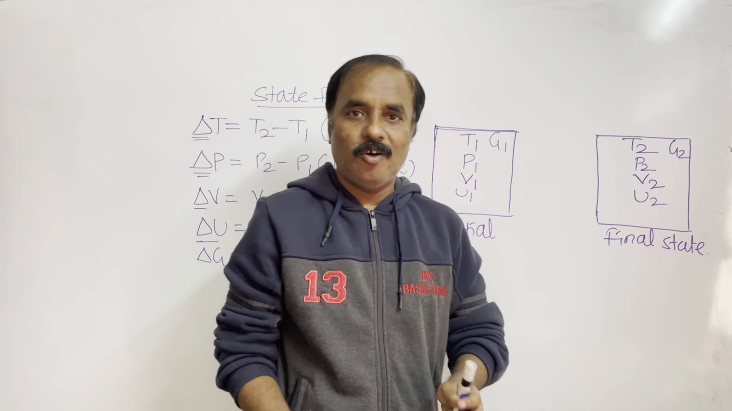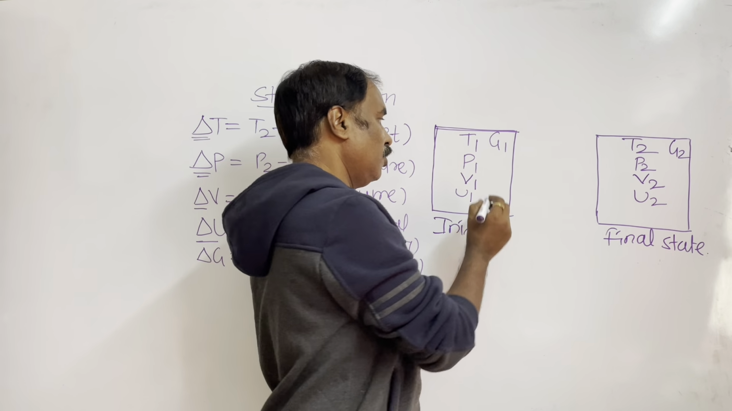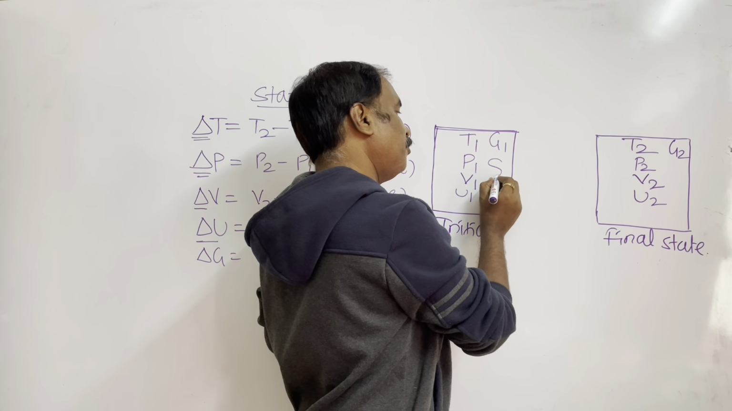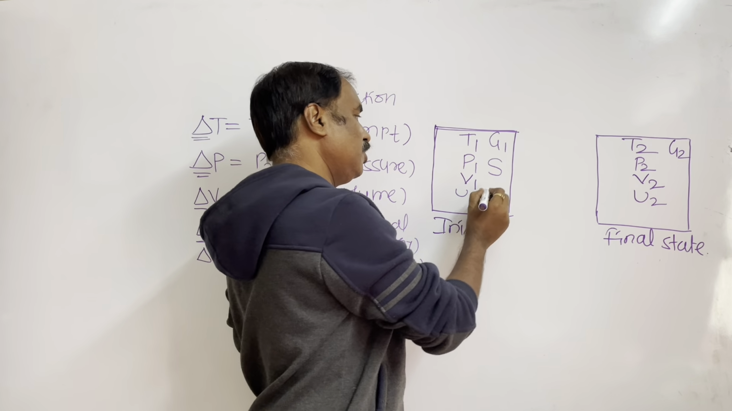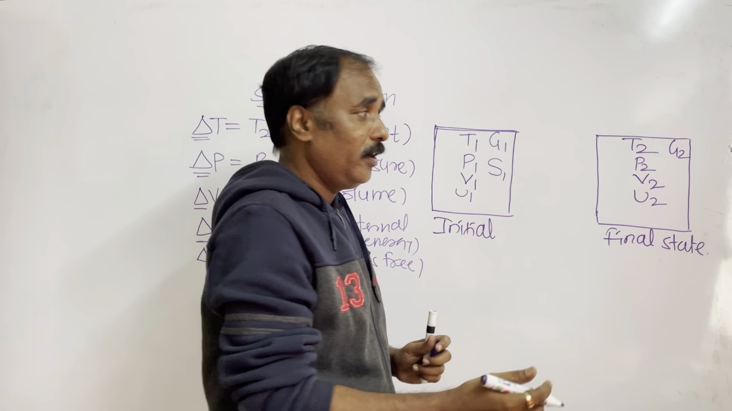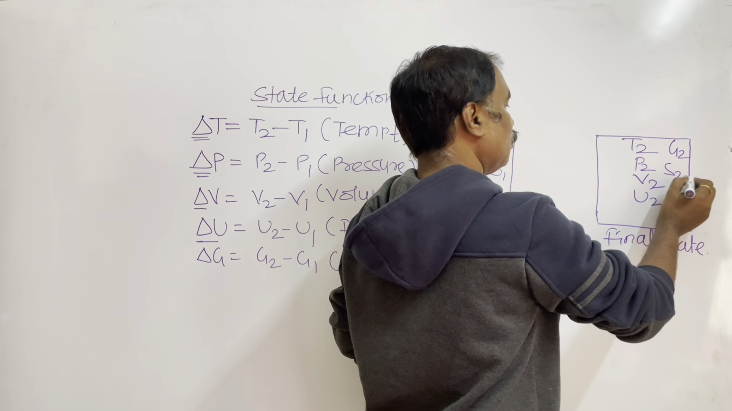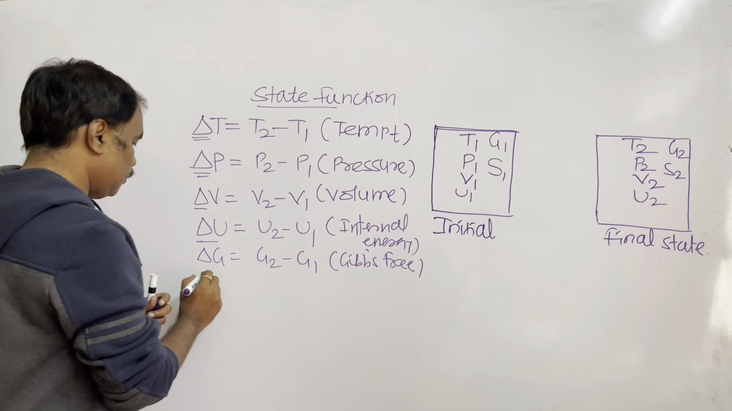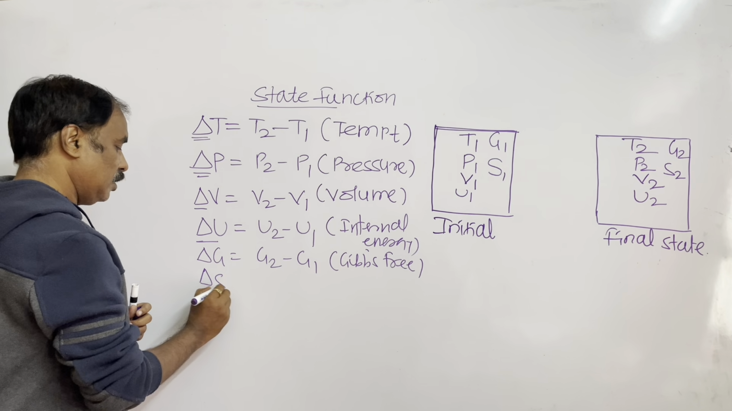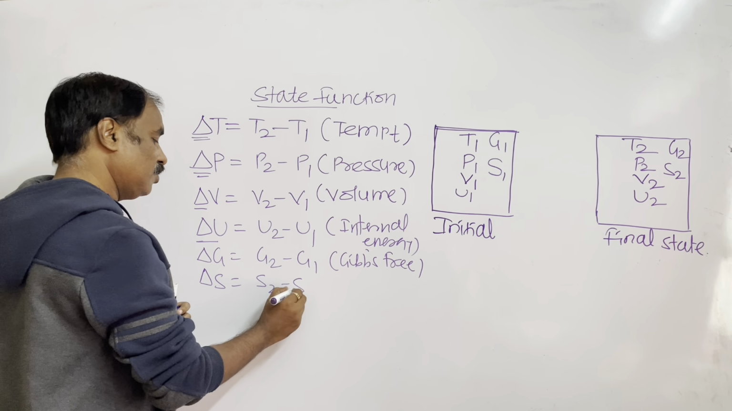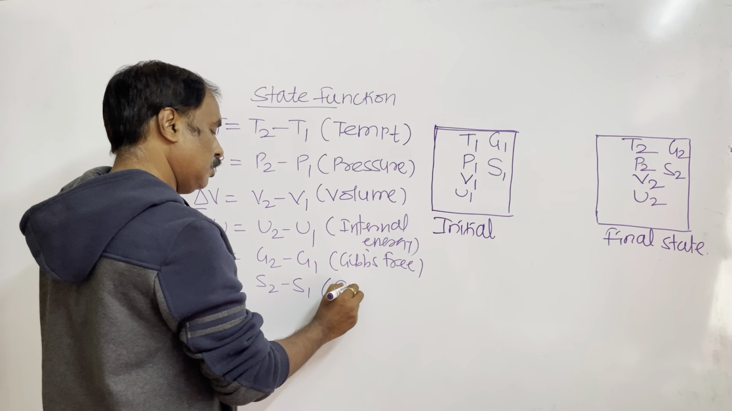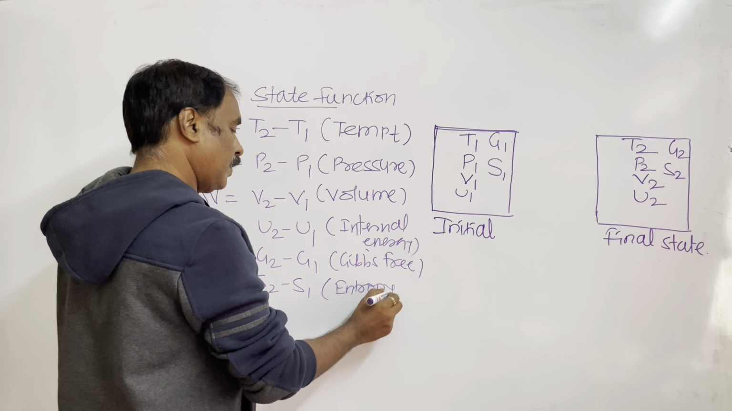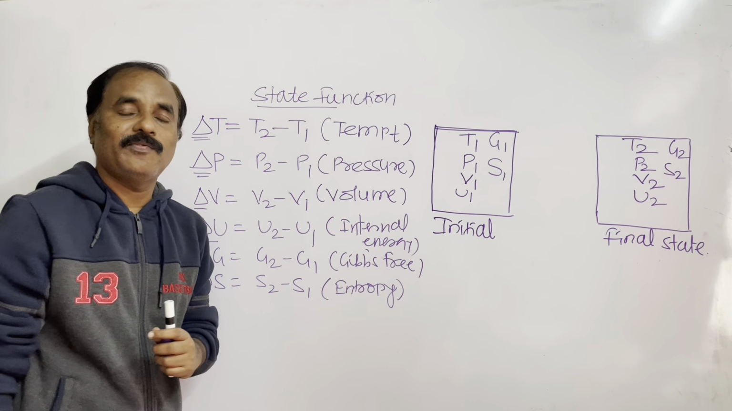Initial state की entropy, we'll consider entropy. We know that entropy is the measure of randomness or disorder of particles. So suppose entropy of the initial state is S1. इसकी final entropy क्या होगी? That is, it will be S2. So what is change in entropy? Delta S is equal to what? Delta S is equal to S2 minus S1. So it is also what? State function. It is also state function.